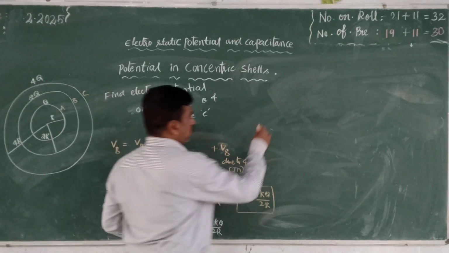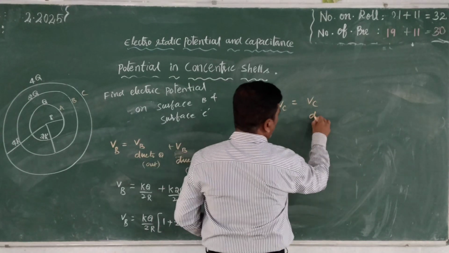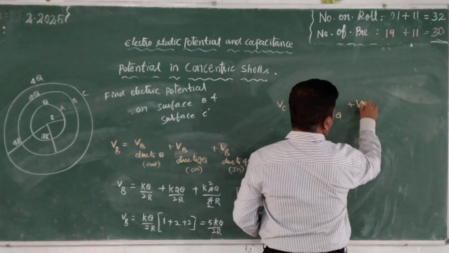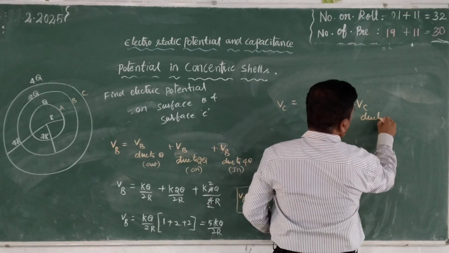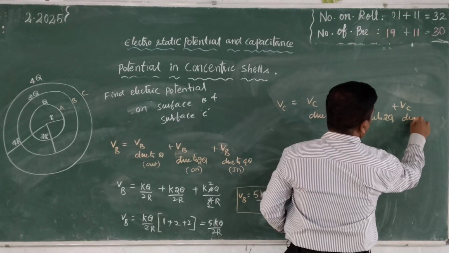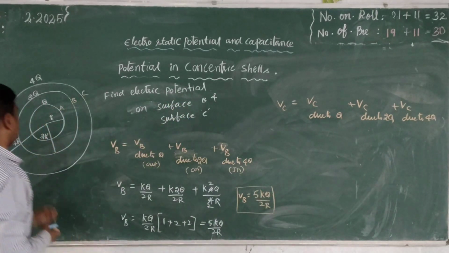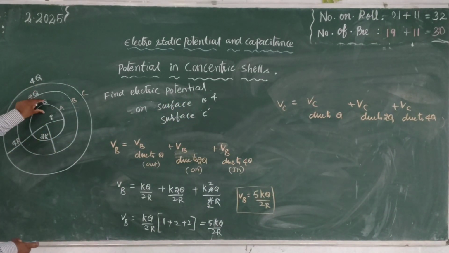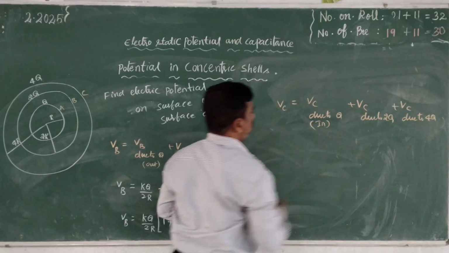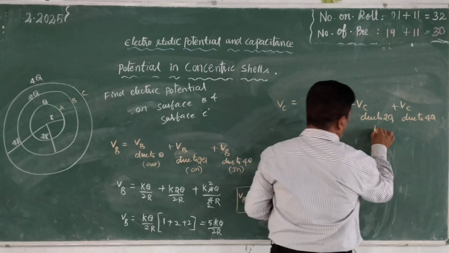Now the potential on surface C. The potential on C due to q charge, due to 2q charge, and due to 4q charge. Here the potential on C at this point due to q is an inside point, and due to 2q it is also an inside point.